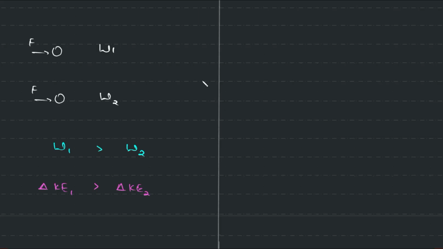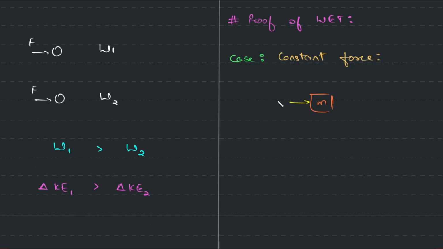Related maths, when we have constant force and variable force, that's supposed to be the proof. I didn't write the heading over there. Proof of work energy theorem. Case: constant force. So we have a constant force applied on a body of mass, say m, and this is constant, right?